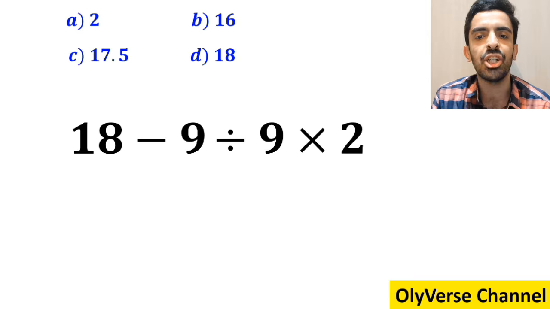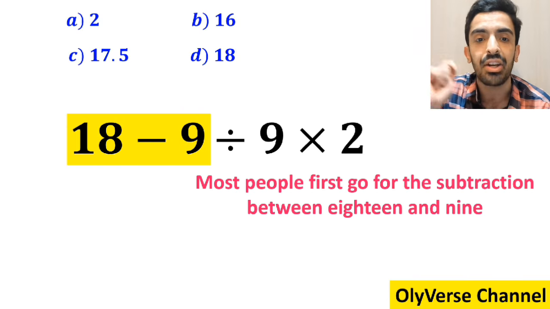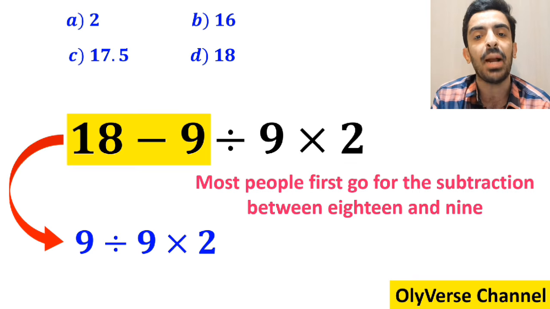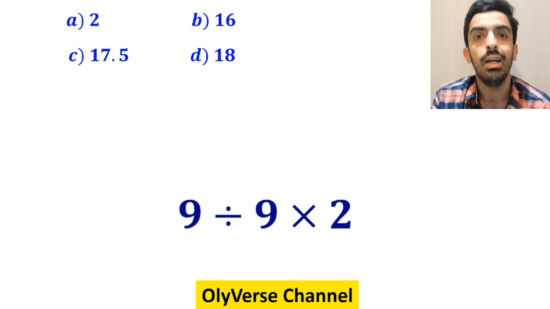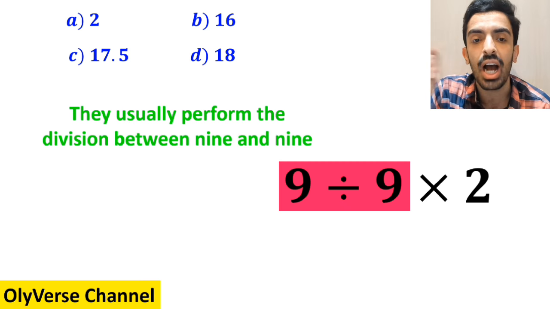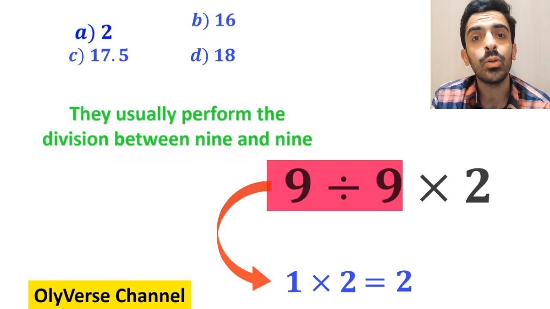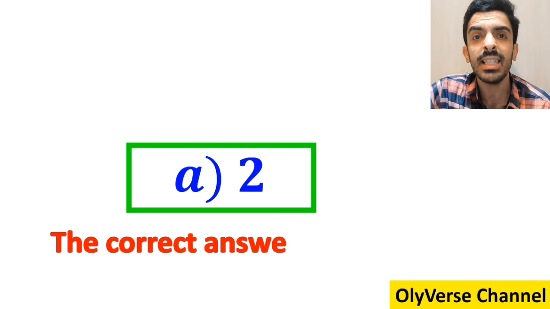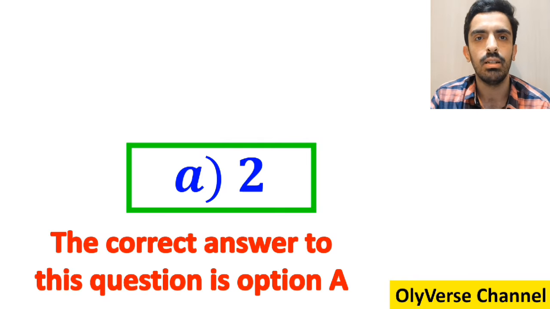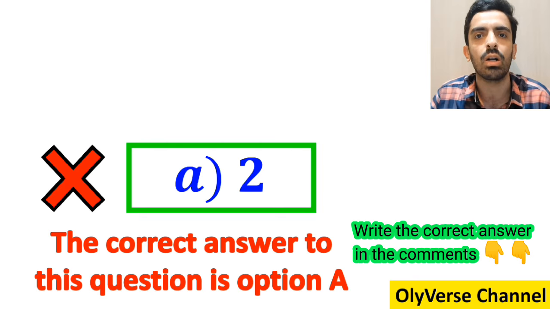To solve this question, most people first go for the subtraction between 18 and 9, and they write it as 9 divided by 9 then times 2. And the next step, they usually perform the division between 9 and 9 and simplify this expression to 1 multiplied by 2, which finally gives them the answer 2. And immediately, they quickly say that the correct answer to this question is option A. However, this answer is absolutely wrong.